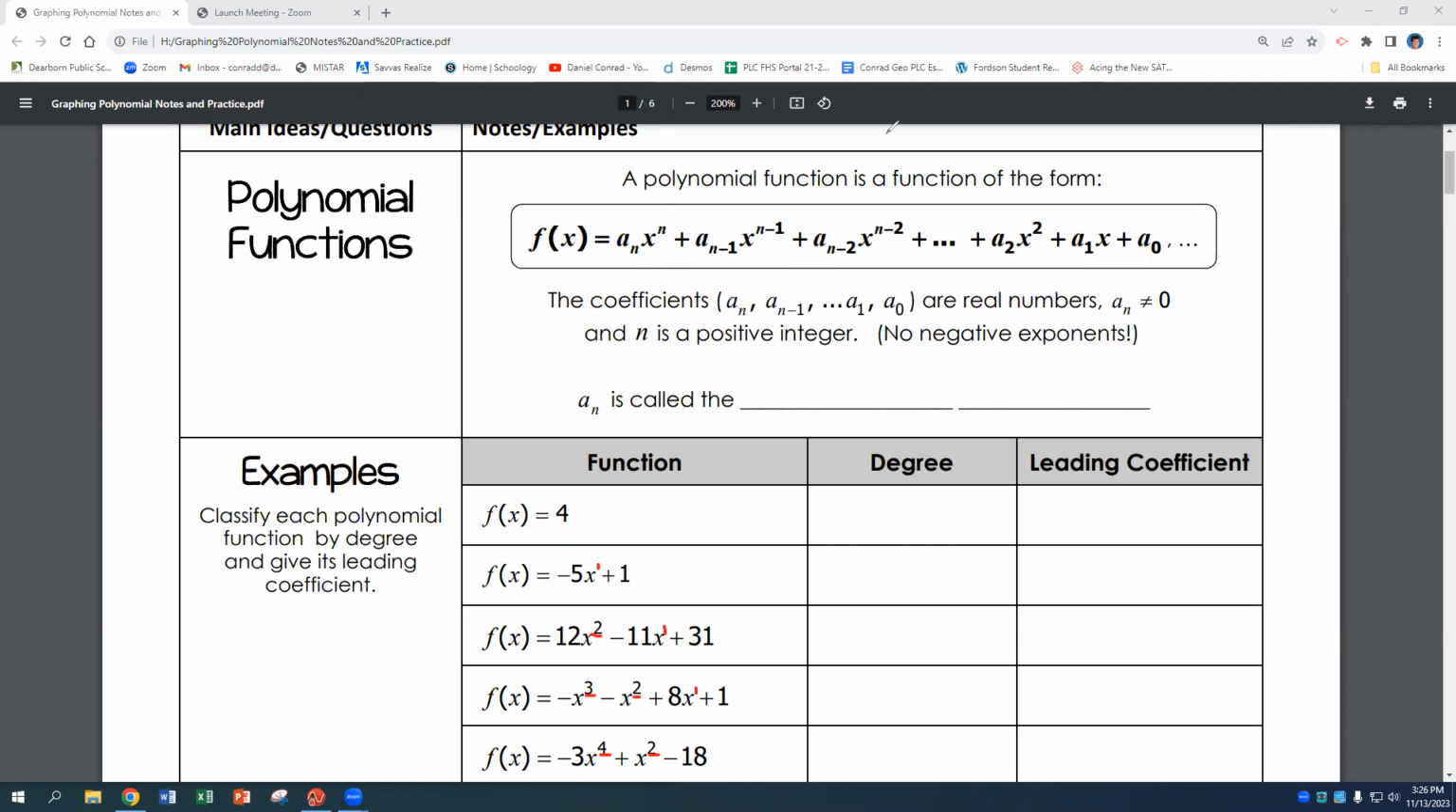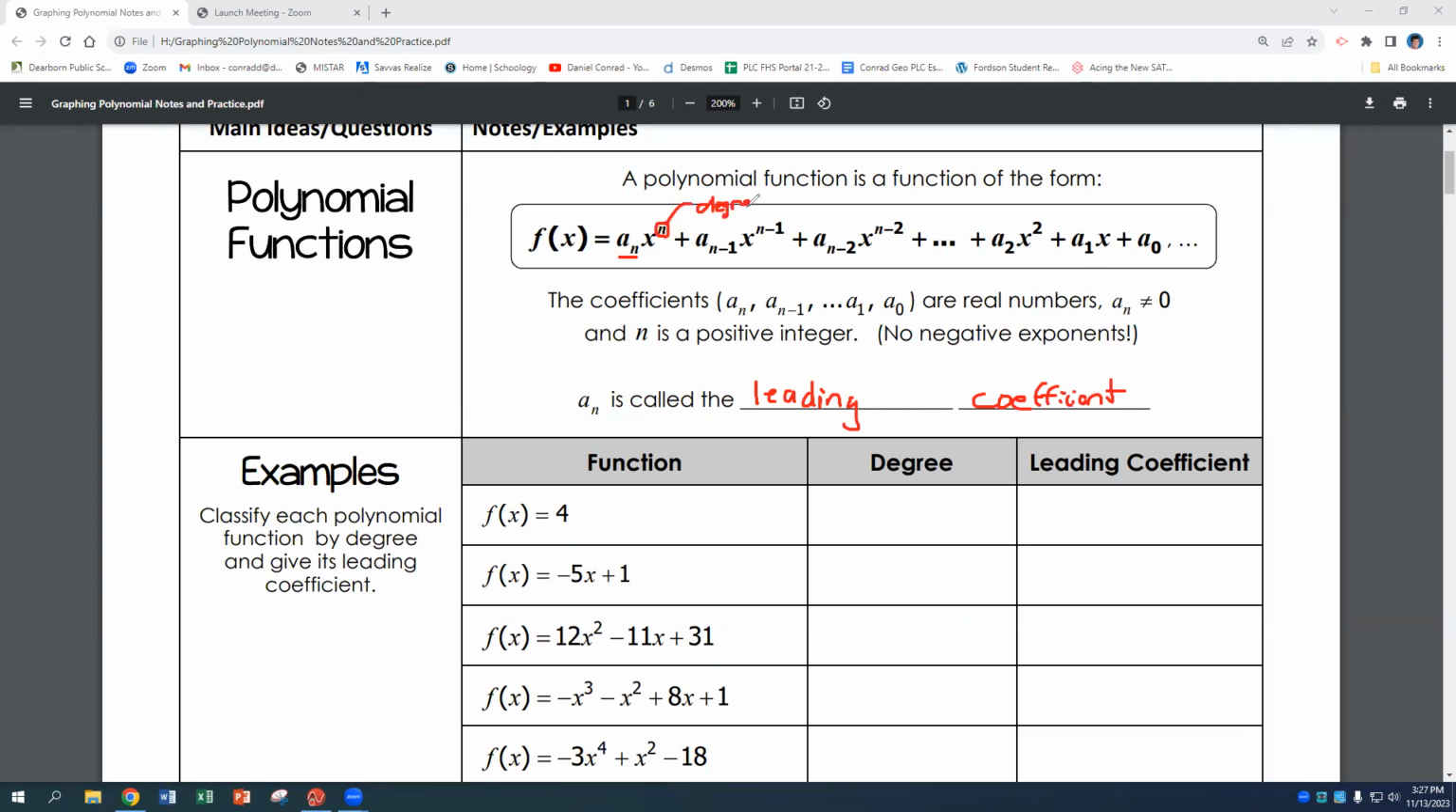All right, so the two most important things are the number in front of the largest exponent is called the leading coefficient. And it's down here too, coefficient. The leading coefficient, okay? And that number is the number in front of the largest exponent. And the largest exponent is going to be called the degree.